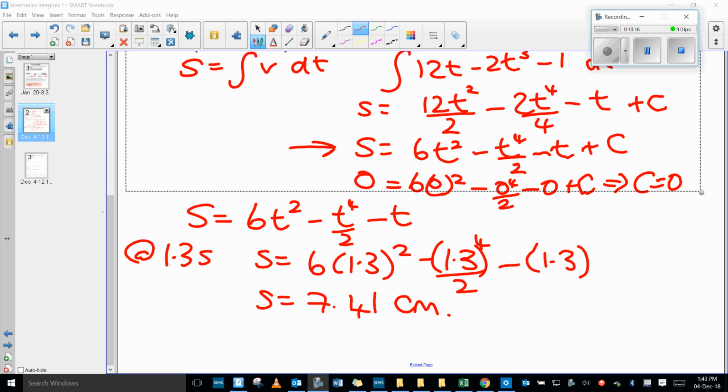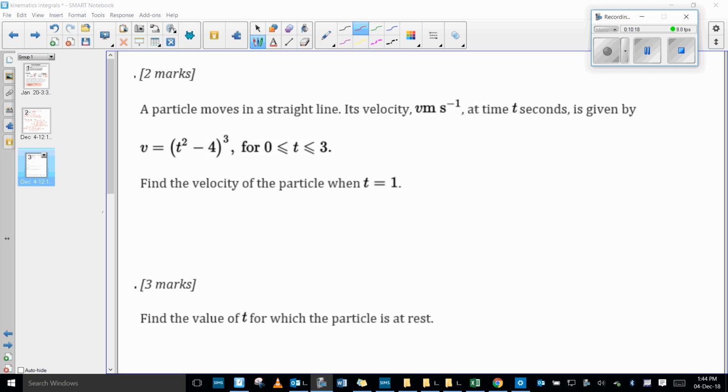Alright, so a particle moves in a straight line, its velocity is given by the expression. Find the velocity of the particle when t is 1. So you have 1 mark, what can you do? What will we do? First you have to differentiate. Do you? Or integrate. Do you?